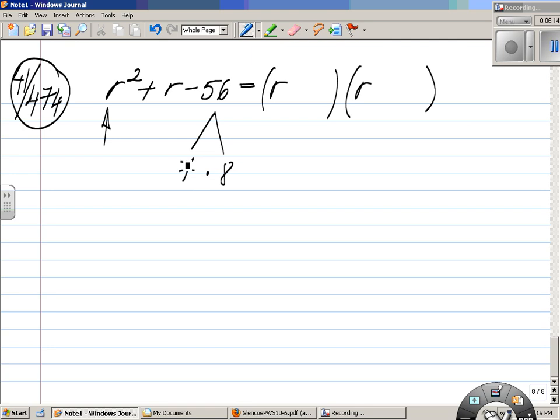Now, one of them has to be negative, one positive, to get a negative 56 product. However, their sum has to be positive 1. So which one would be negative, 7 or 8? 7. Okay? So I have my binomials, r minus 7 and r plus 8.